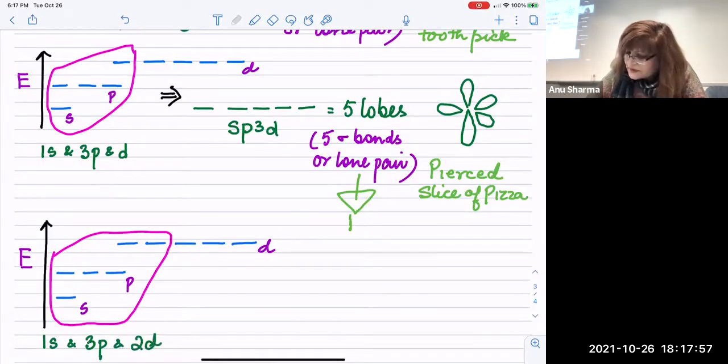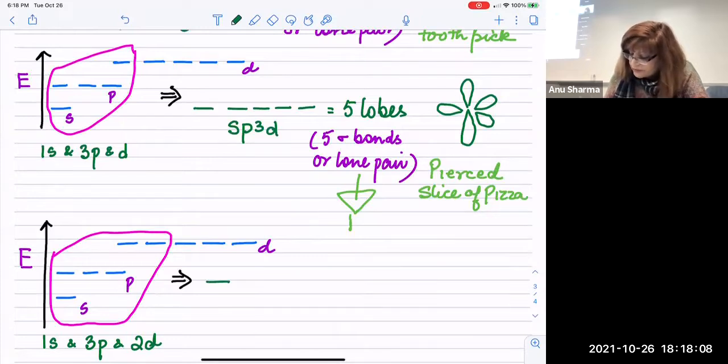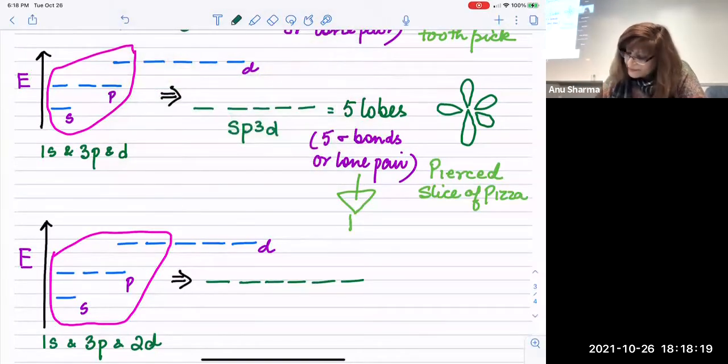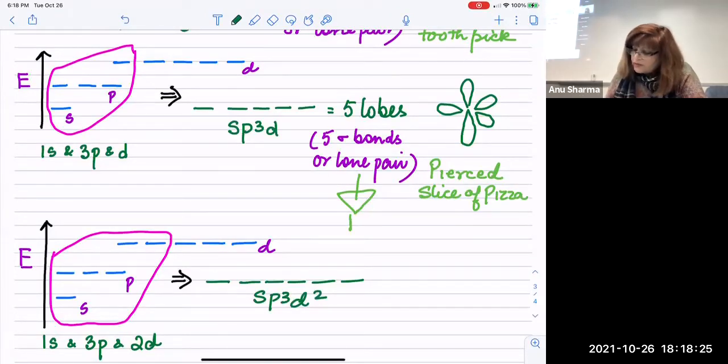When D's mix, then what is formed? See, always the hybridized ones are of lower energy state. So it is sp3d2, because two of these are mixing. Okay, so S, and these are the three of P's, and then two of these are mixing. So what do we form here? Now we will have sp3d2, six lobes.